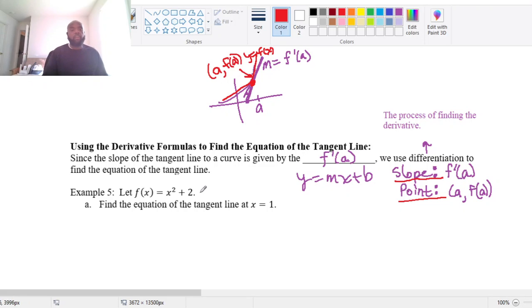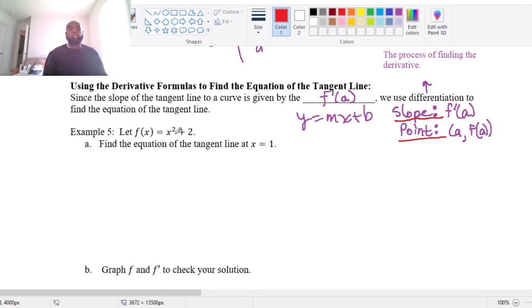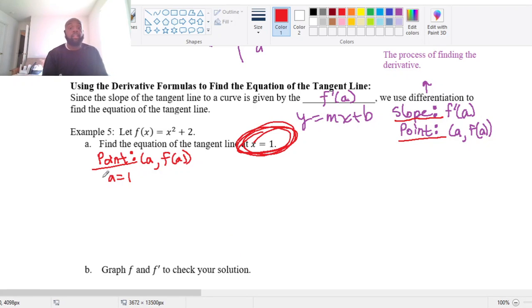And so let's find the equation of a tangent line to the function f of x equals x squared plus 2 at x equals 1. The first thing I'm going to do is find the point that my tangent line is going to pass through. The point is a, f of a. My a here is the value where I want to find my tangent line, which is 1. So that's x equals 1, and f of a equals f of 1. That means I plug it into my original function. I plug in 1, I get 1 squared plus 2, which equals 3. So the point that my tangent line passes through, which is also the point on my function, is the point (1, 3).